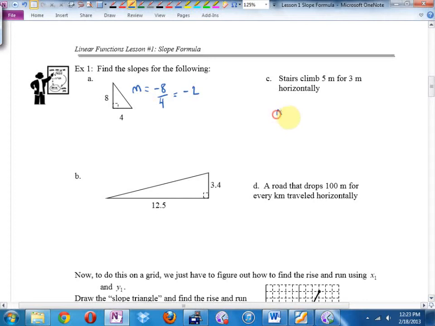What's the rise here, Anthony? What do you think? 5 meters? You with me, Anthony? Yeah. Okay. What's the run? So other words for rise: vertically, climb, rise, go up by, ascend. Other words for run: stretch, horizontally. Those are the main ones.